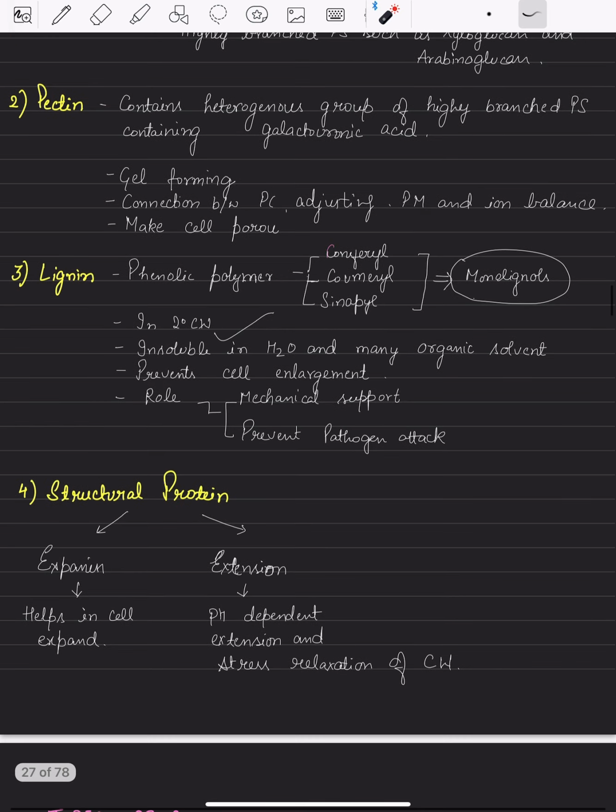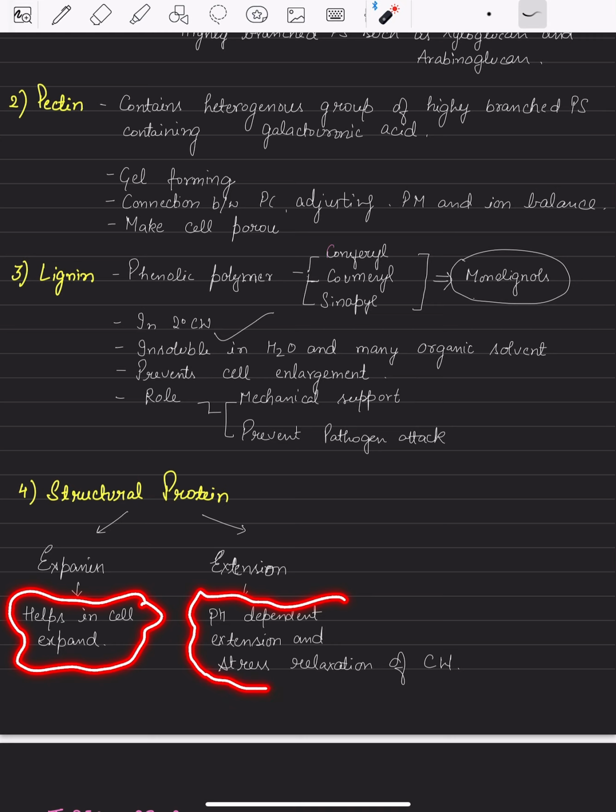Then comes the structural protein. Not much is known about these structural proteins. Still, discoveries are to be made. Expansin and extensin, as the name suggests, help in cell expansion, and this extension works in a pH dependent manner, and is particularly responsible for stress relaxation of the cell wall.